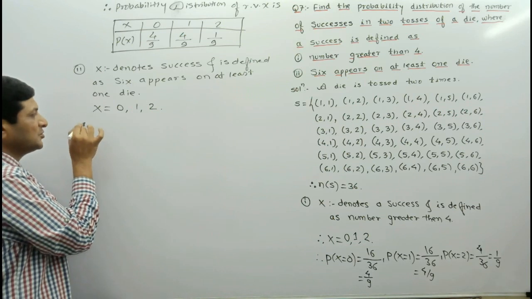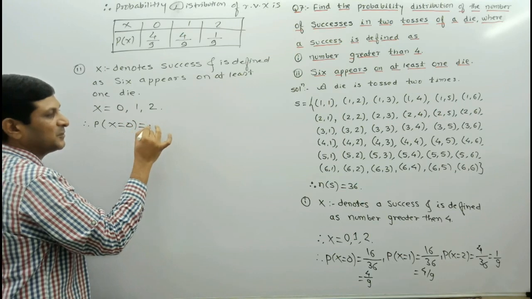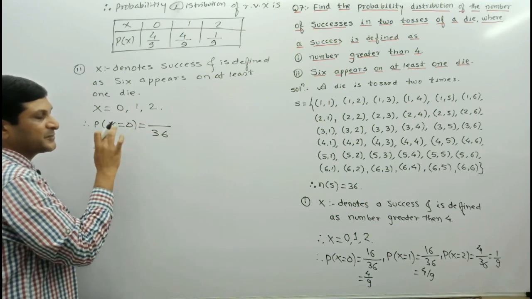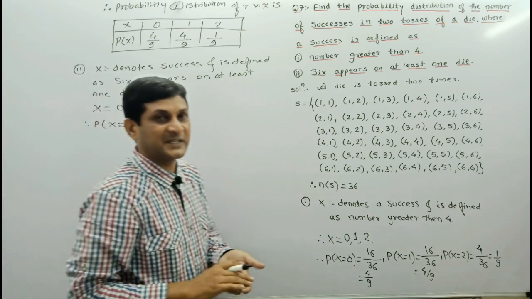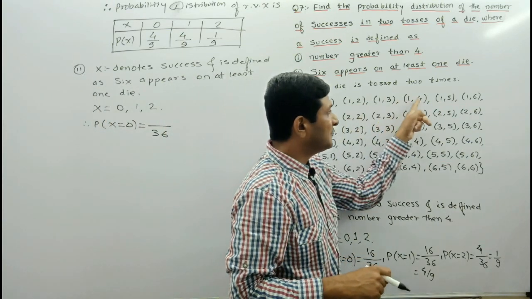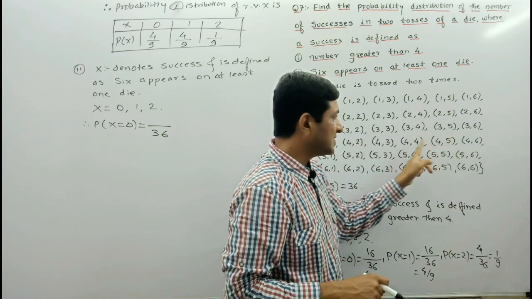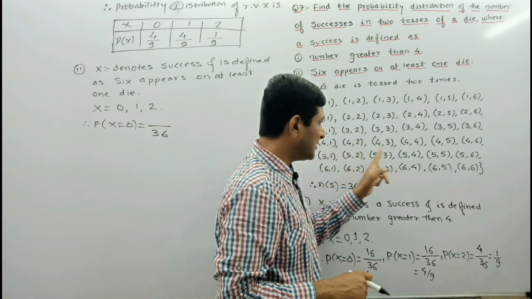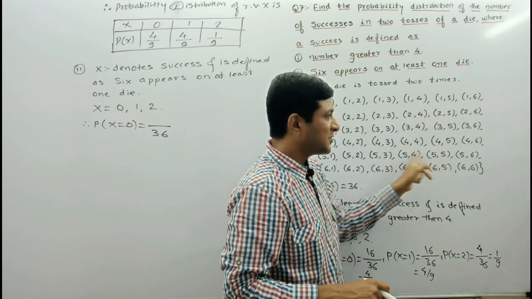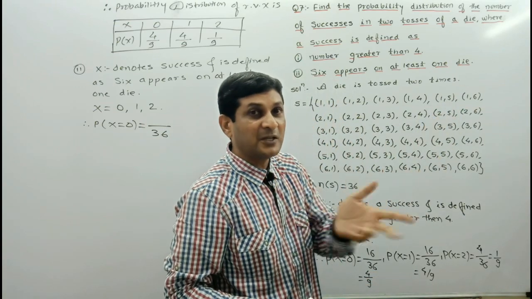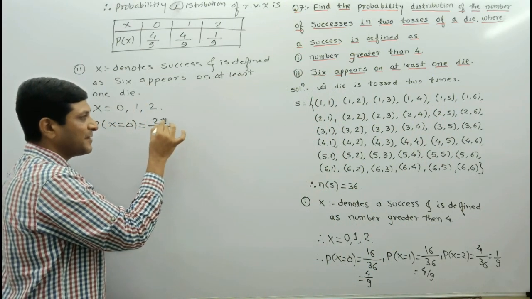So values of x are known to us, so let us find out their corresponding probabilities. First we are finding the probability when x is equal to 0. Total 36 outcomes are there, and we are finding such elements in which x is equal to 0, meaning the number of 6s is 0. So 1 2 3 4 5 6 7 8 9 10 11 12 13 14 15 16 17 18 19 20 21 22 23 24 25. Total 25 elements are there in which 6 does not appear on either die. So that's why we can say that its probability is 25 upon 36.